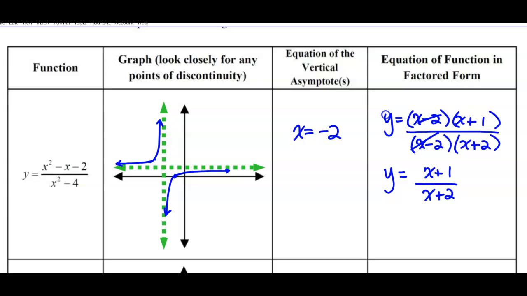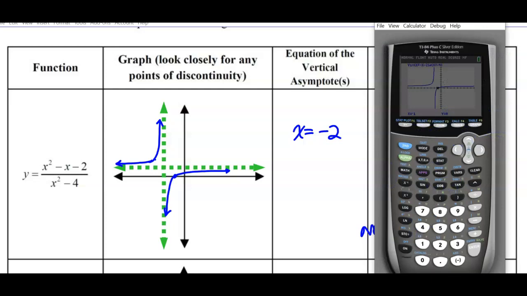So, from that, x minus 2 divides out. The non-permissible values, remember, NPVs, are 2 and -2. The -2 gives us a vertical asymptote. The +2 gives us a point of discontinuity.